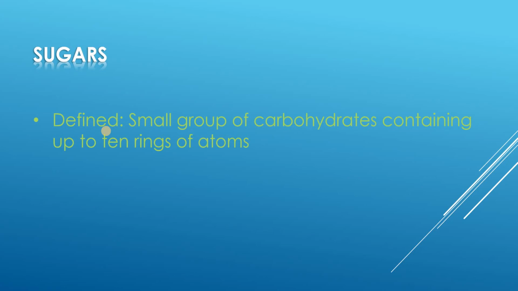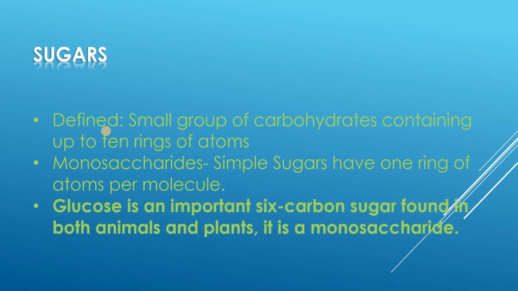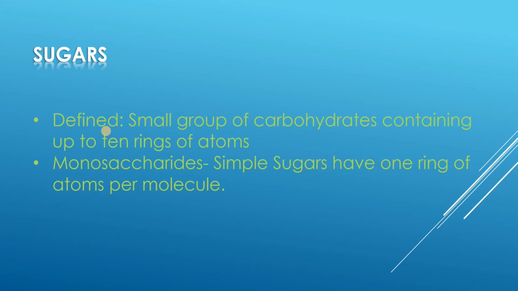So what is a sugar? It's a carbohydrate. They're synonymous, but in this case, small groups of carbohydrates containing up to 10 rings of atoms. A sugar is just a ring of atoms, specifically carbohydrate atoms. And so in this case, we have carbon, hydrogen, and oxygen. So we use terms, honestly, this one slide, I should compare and contrast all 3 of these. The terms are monosaccharides, disaccharides, and polysaccharides.